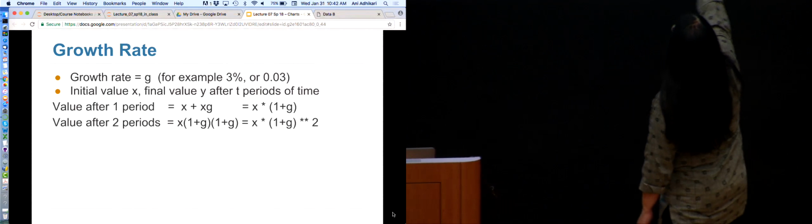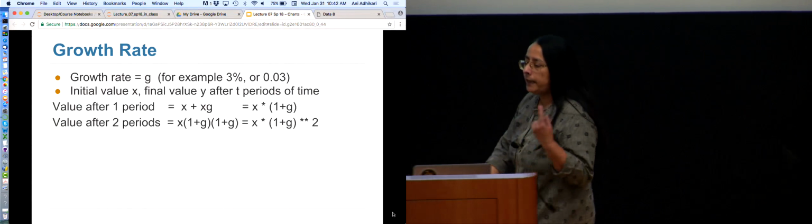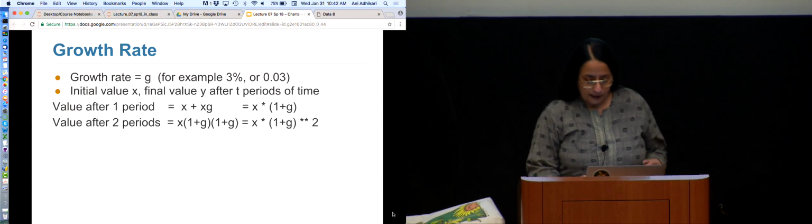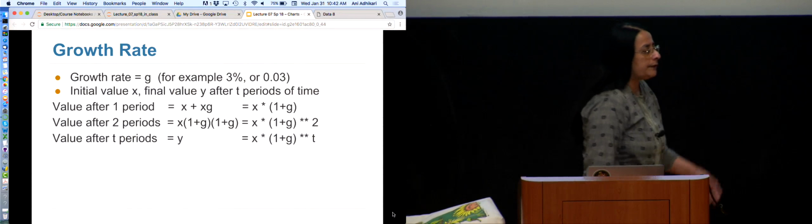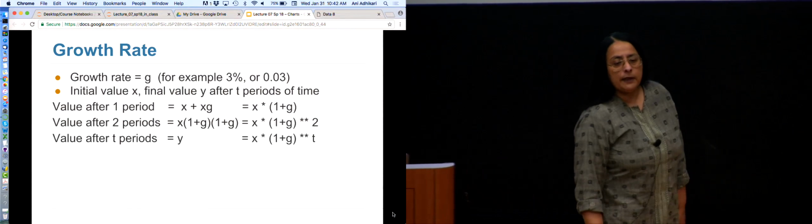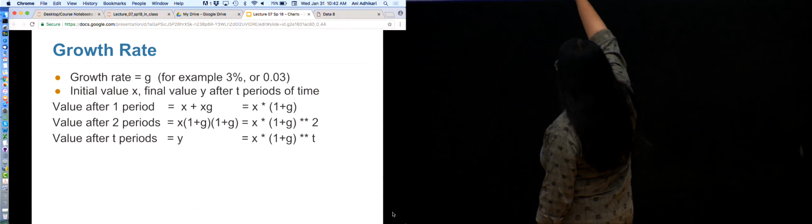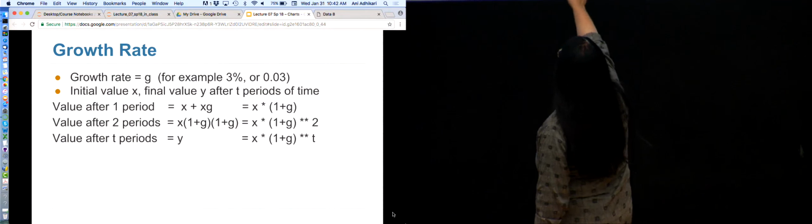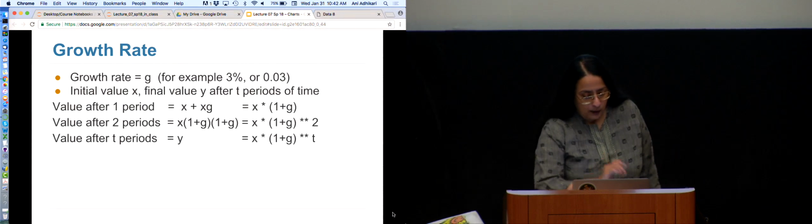So for the third period, I'm going to take this as my starting point because that's how many people I have now, and I'm going to multiply it by another 1 plus g, and so I'll get a 1 plus g cubed, and so on. And so if you have t, this is t for time period. If you have t periods, then at the end of t periods, you'll have your initial starting point, which is x, and then your 1 plus your growth rate, 1.03, to the power of your time periods.